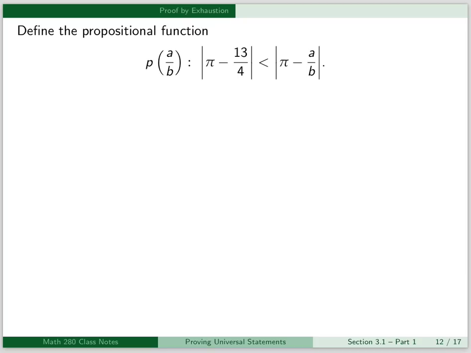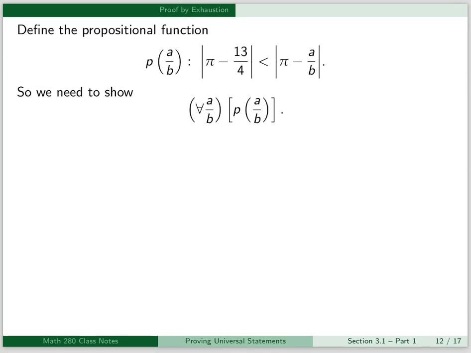So the propositional function p of a over b will be the inequality: the absolute value of pi minus 13/4 is less than the absolute value of pi minus a over b. So we need to show for all rational numbers a over b, p of a over b is true.